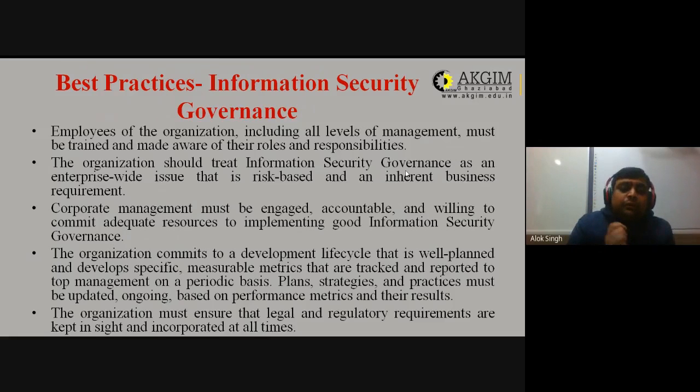Okay, so you should identify and check your performance, and adopt a strategy to mitigate such gaps in your performance area. Plan for that, make a strategy and practices, and continuously update those practices, because cyber threats are also continuously updating. So the organization must ensure that legal and regulatory requirements are kept in view and incorporated at all times. Okay, so these are some best practices that you should adopt while dealing with information security governance.